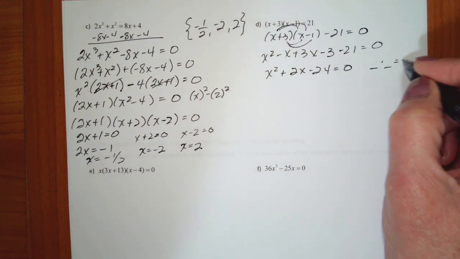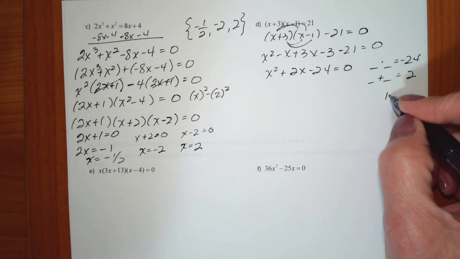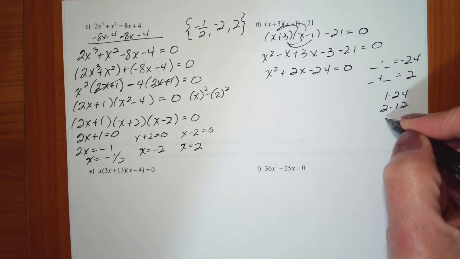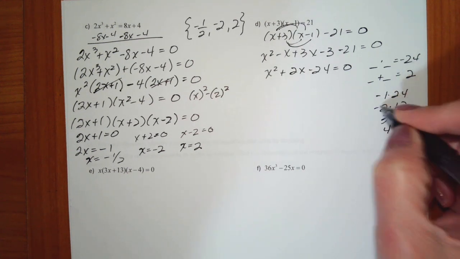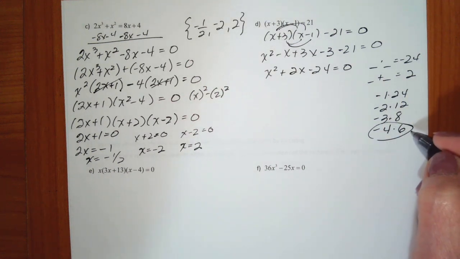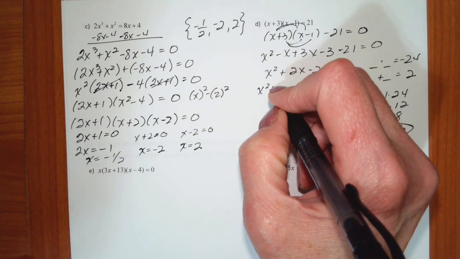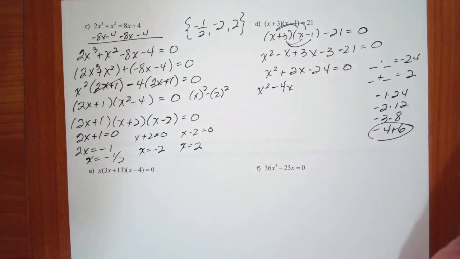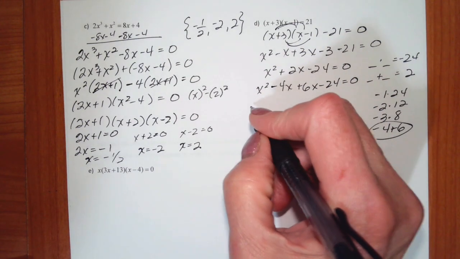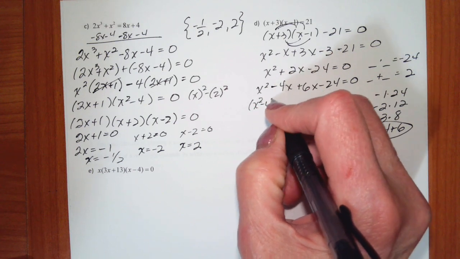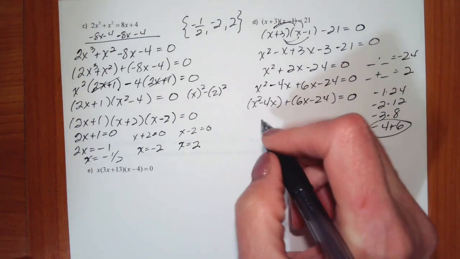So I'm looking for two numbers whose product is negative 24 and whose sum is a positive 2. The factors of 24 are 1 times 24, 2 times 12, 3 times 8, 4 times 6, and here we go, because these are going to be negative, the smaller one. If I add those together, that gives me my 2. So x squared minus 4x plus 6x minus 24 is equal to 0. Now I can group them into x squared minus 4x plus 6x minus 24 is equal to 0.